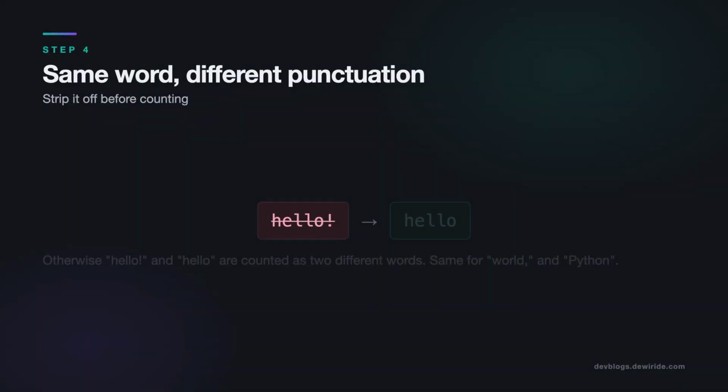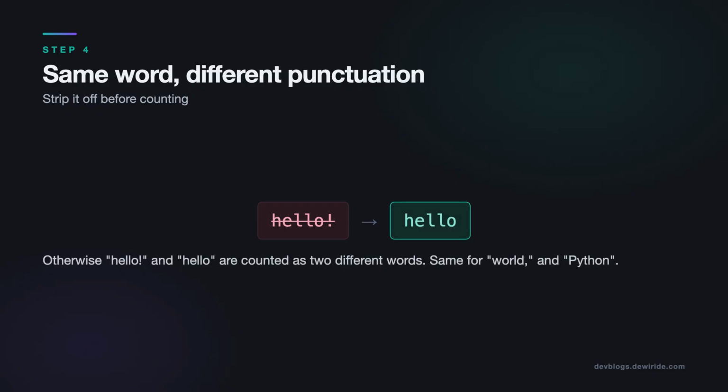Step 4. Counting words. There's one wrinkle. If somebody writes hello with an exclamation mark and somewhere else writes hello without one, we want those counted as the same word. Same with world followed by a comma or a word wrapped in quotation marks. So before we count, we strip the punctuation off.